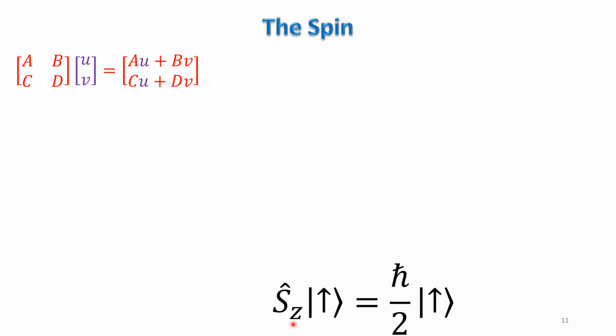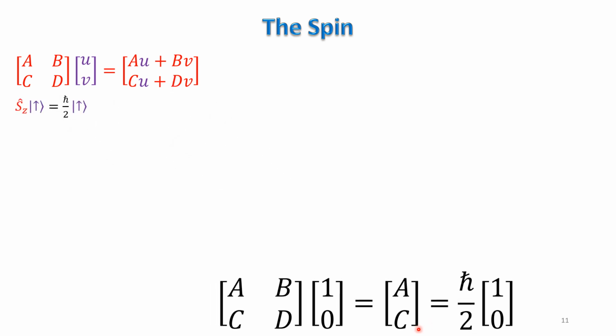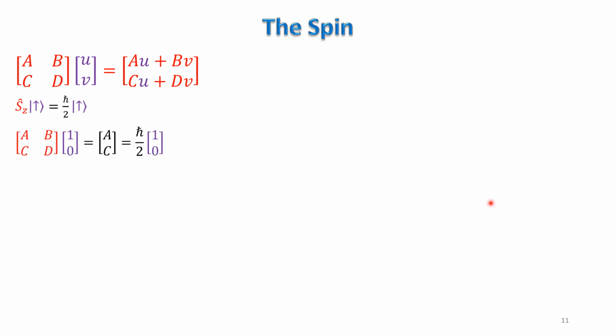And S hat Z on spin up, as I said, is h bar by 2 ket spin up particle. So this we can represent. Spin we are trying to represent by this matrix having elements A, B, C, D, and spin up ket we are representing by this column matrix 1 0. Multiplication of the two, A into 1 plus B into 0 will be simply A, C into 1 plus D into 0 will be simply C, that is equal to h bar over 2 column matrix 1 0. This offers us to find out two constants A and C.